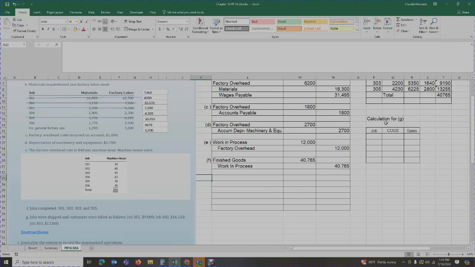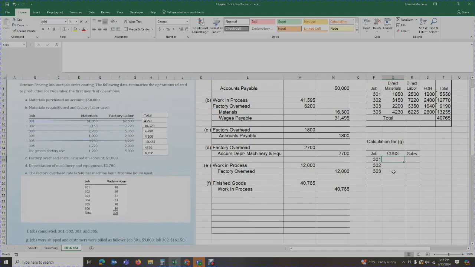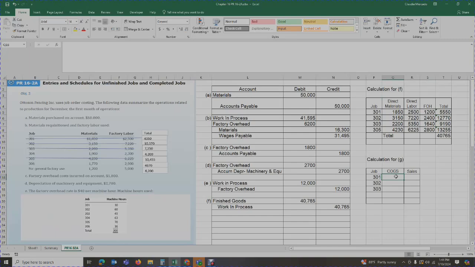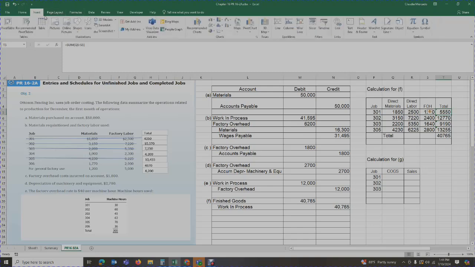Okay, so for that, let's do a little table. I've got the calculation here for letter G. So we've got job number 301 that was sold, 302 was sold, and 303 was sold. Okay, now we have to figure out, well, how much did we spend on manufacturing those jobs? Okay, so we've already done the calculation up here, so we're going to get the total. So the information is going to flow from here down here.